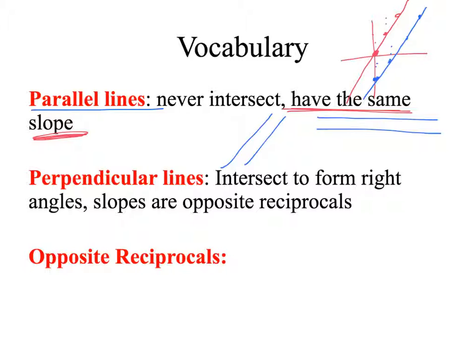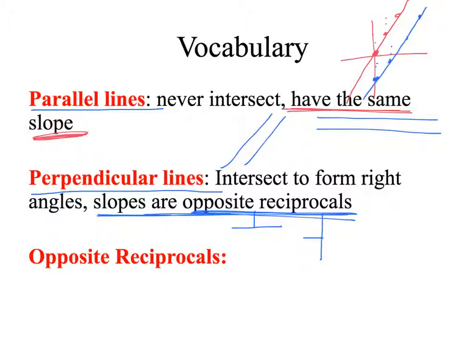Now perpendicular lines, they intersect to form right angles. So those two lines right there are perpendicular. Those two lines right there are perpendicular. Their slopes are going to be called opposite reciprocals. And opposite reciprocals is probably a new word, so it's best if I just show you some examples.